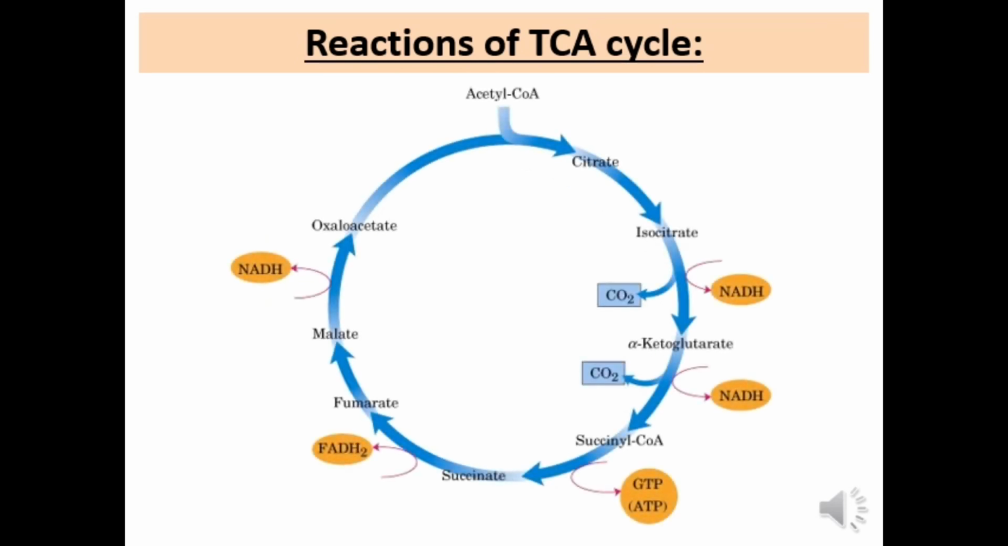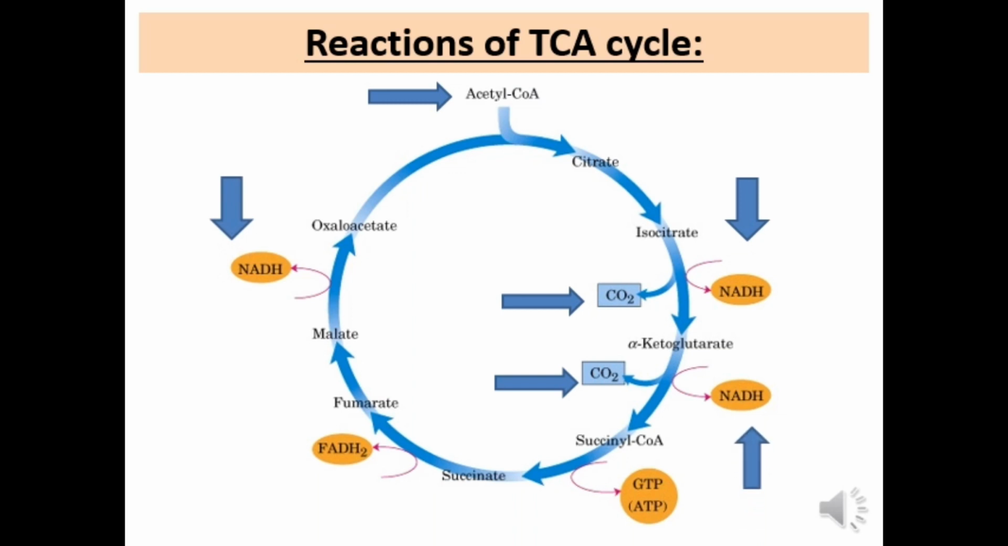Reactions of the TCA cycle. It is a series of 8 reactions in which each molecule of acetyl-CoA is oxidized into 2 molecules of carbon dioxide, 3 molecules of NADH, 1 FADH2, and 1 GTP.